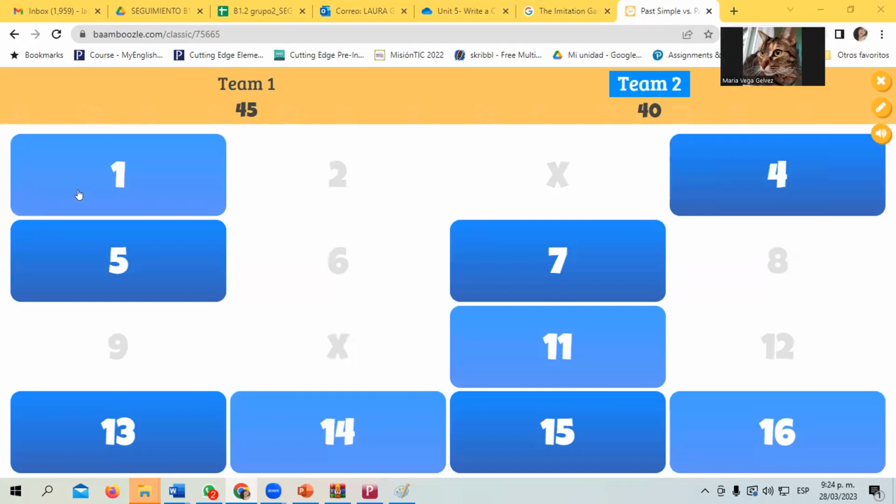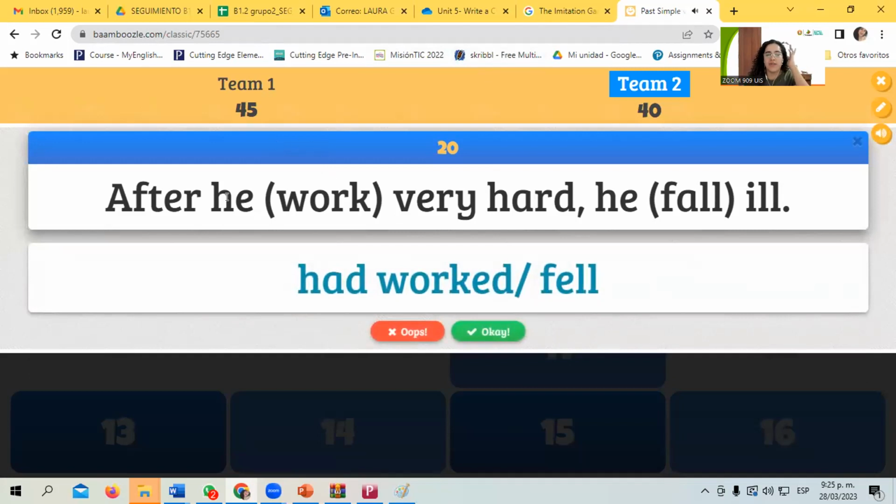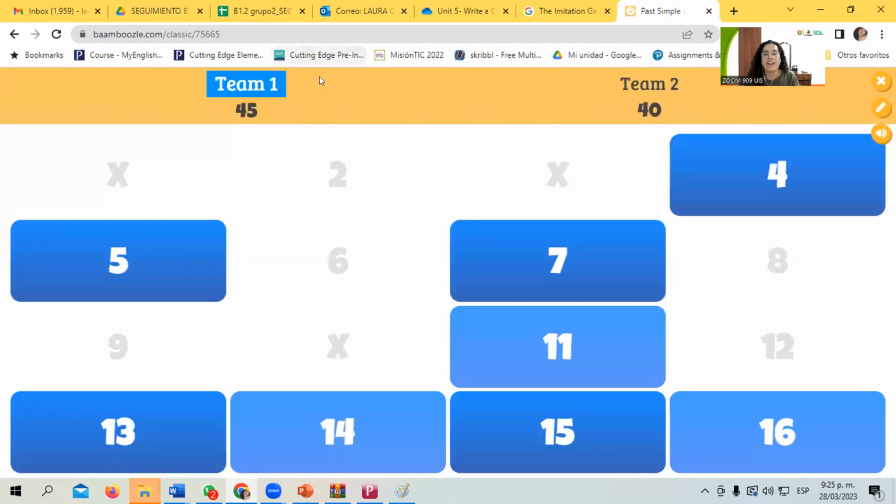Number 1. After he worked very hard, he had... no sé. All right. Let's see. First, this happened, ¿no? After he had worked very hard, después de que había trabajado mucho, muy duro, he fell ill. Él se enfermó. Right? This is the first action. What happened first? All right.